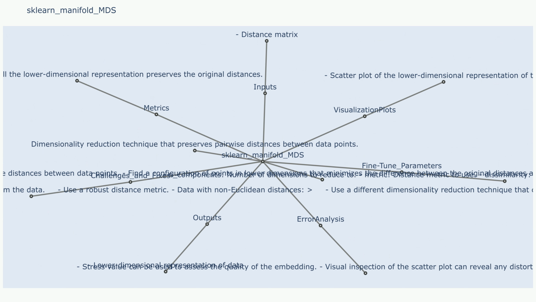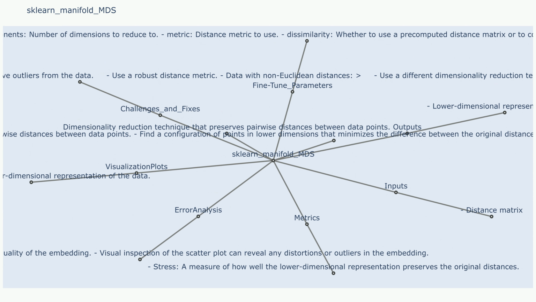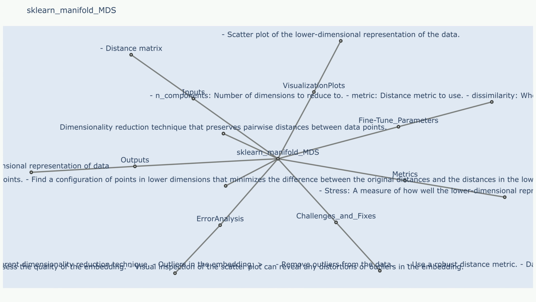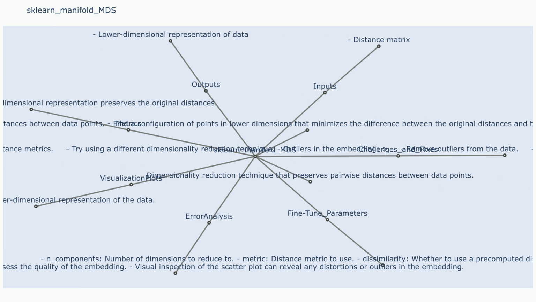Visualization plot 2. Explain in detail. Sometimes 3D plots can be used to visualize the embedding in a 3D space, providing additional insight into the data structure. Fine-tune parameters. Parameter 1. Explain in detail n_components, the number of dimensions to which the data should be reduced. Parameter 2. Explain in detail dissimilarity, the distance metric used to compute the distance matrix. Possible options include precomputed if a precomputed distance matrix is provided, Euclidean distance, Manhattan distance, or other supported metrics.